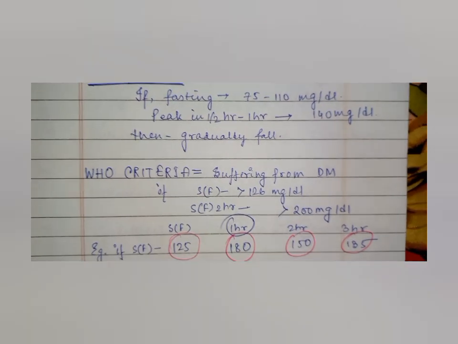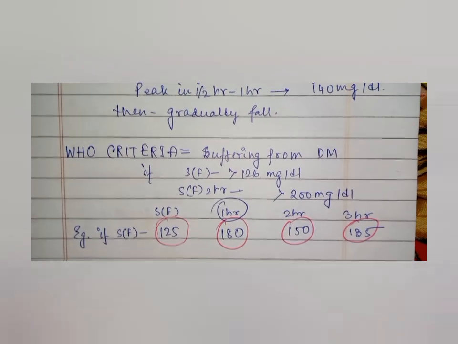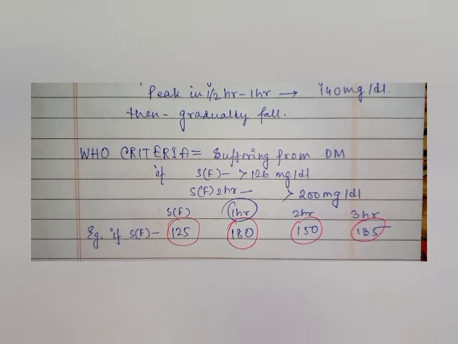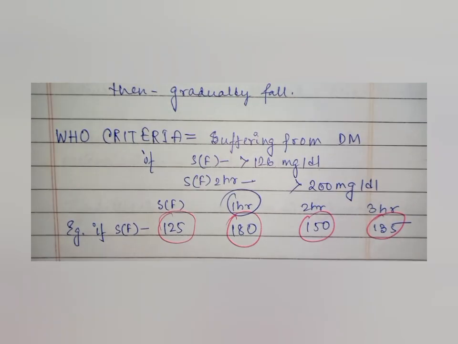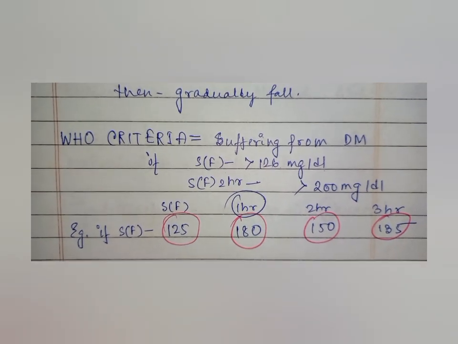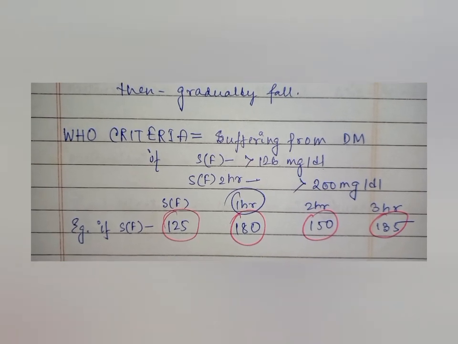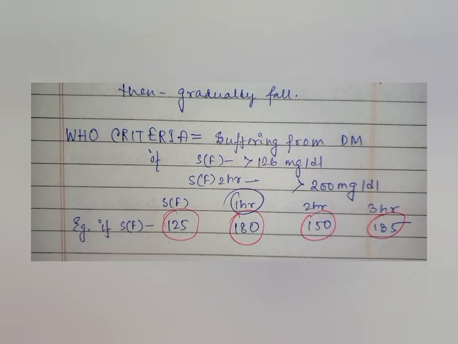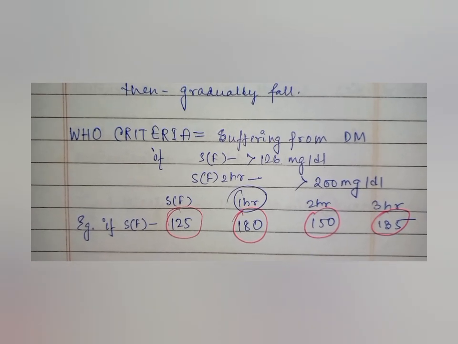Okay, and according to WHO criteria, who you all know is the World Health Organization. So according to WHO criteria, if a patient suffers from DM, diabetes mellitus, and if his or her fasting sugar is greater than 126 mg per dL, okay, see carefully, and the sugar after 2 hours, meaning the fourth sugar test value, is greater than 200 mg, that's positive.